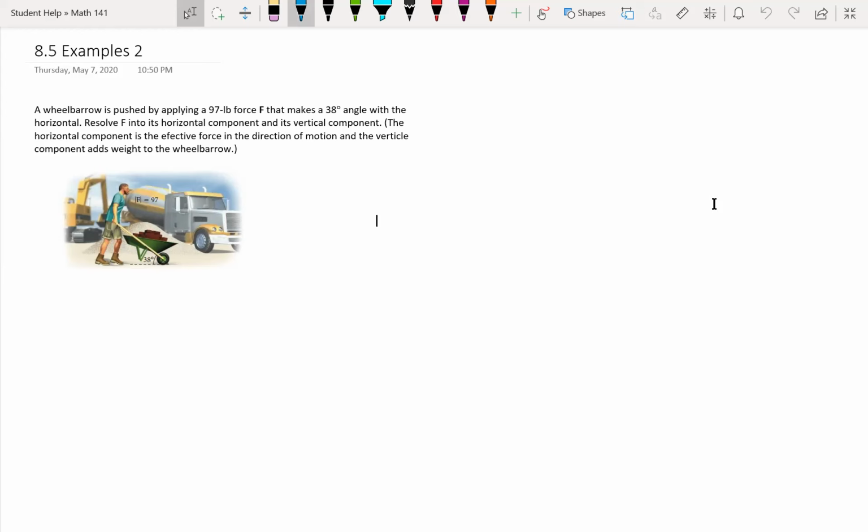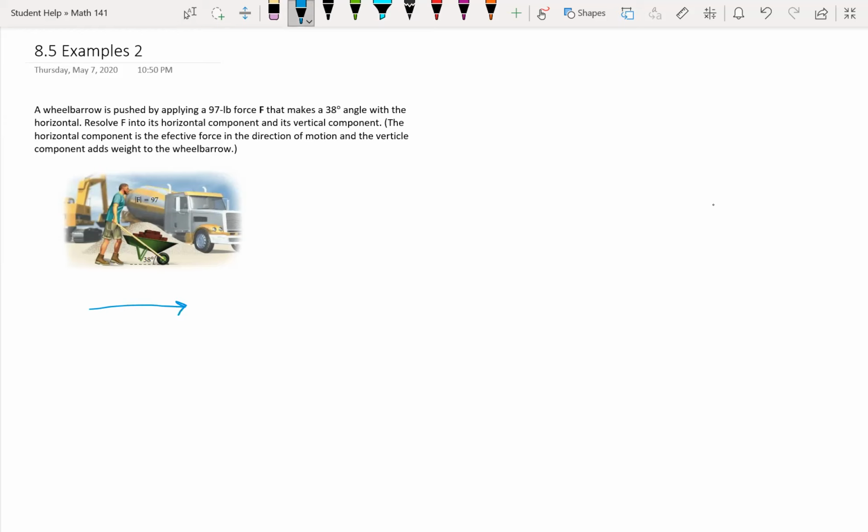What we mean by the horizontal component is how much force is needing to be pushed in this direction. And while it seems like it's 97 pounds, that's how much force he's exerting, but that's not the same as the amount of force that's happening on the wheelbarrow, because the wheelbarrow has a wheel. And so it doesn't need as much force to push it because it starts to roll. So that would be the horizontal force.